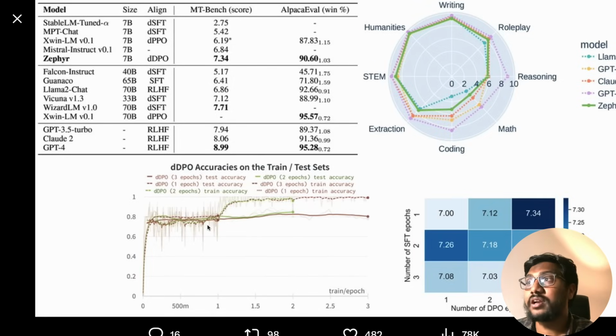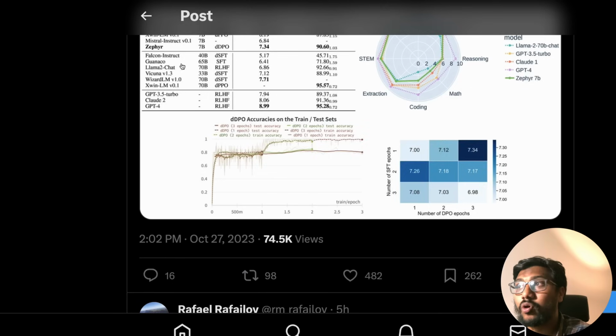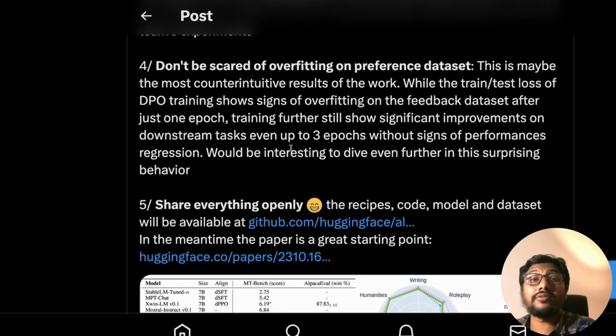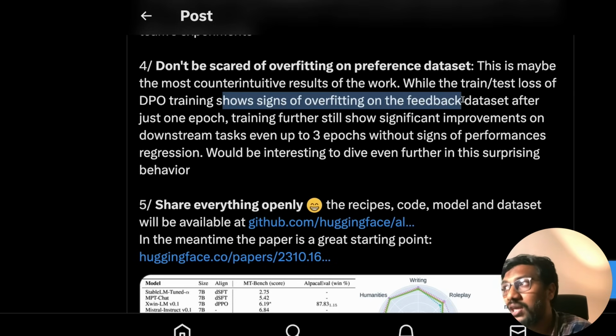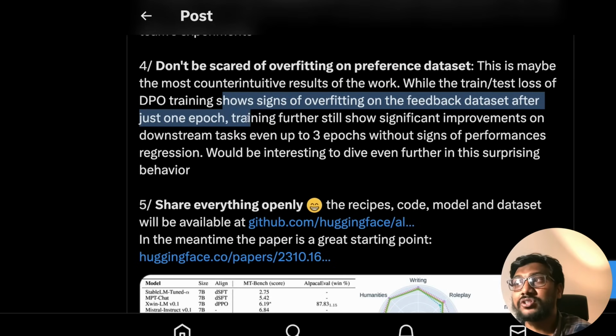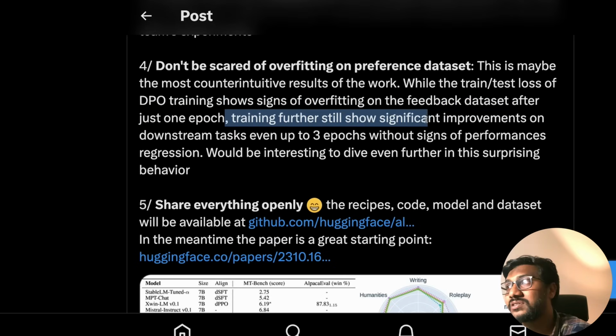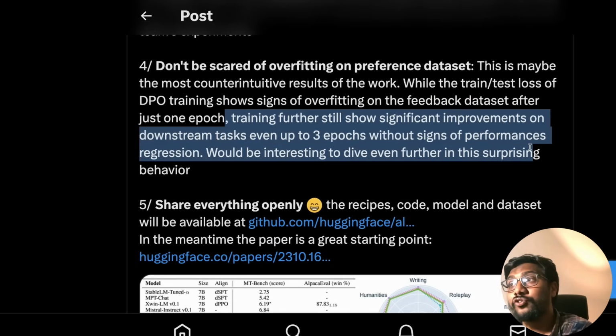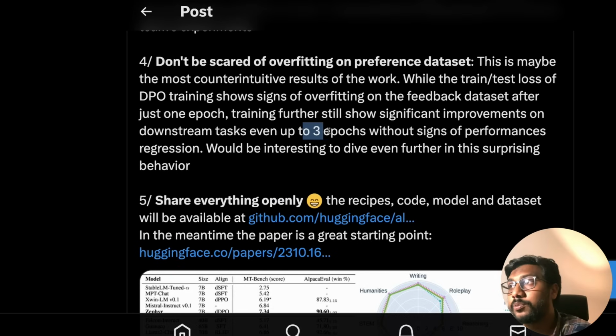But what they decided to do is let the model overfit so that the model actually performs better outside of it. This is an area where I think more research is required. They said this might be counterintuitive: while the training and test loss of DPO training show signs of overfitting on the feedback dataset after just one epoch, training further still shows significant improvements on downstream tasks, even up to three epochs, without signs of performance regression.